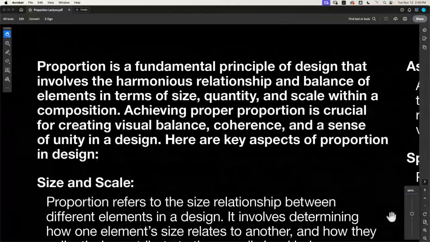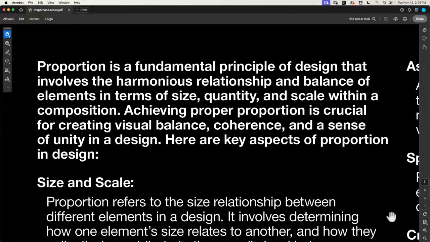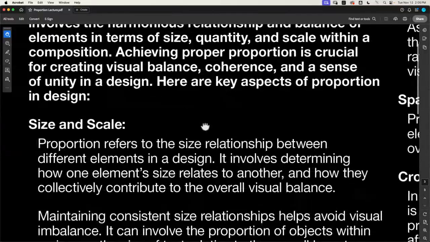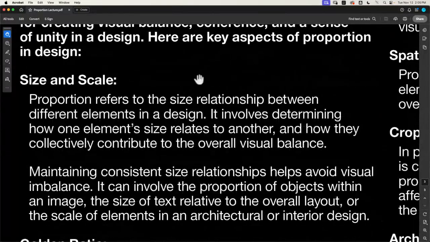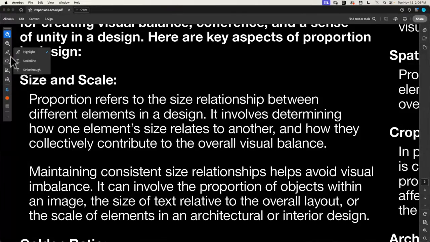All right, proportion. So we're talking about the composition holding different items and different things in different aspect ratios to help define what's important, what's not important. It can change the outlook of a piece depending on how we use proportion overall within our designs. As you hopefully know, proportion refers to the size relationship between two different objects.